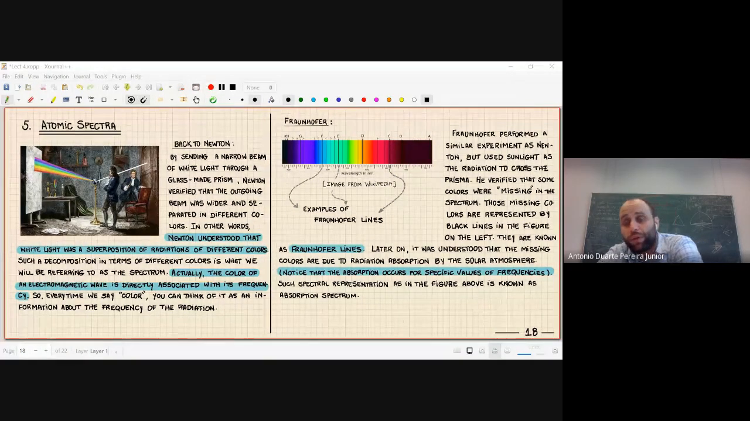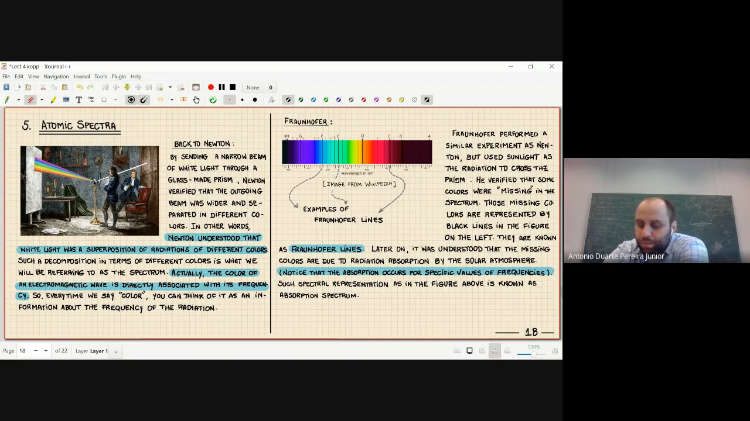So Fraunhofer did a very similar experiment to the one Newton did, but instead of using artificial white light, he took white light from the sun. So he just passed white light emitted by the sun through a prism. Okay. So I should erase the A here because I wrote prisma. So, prism.